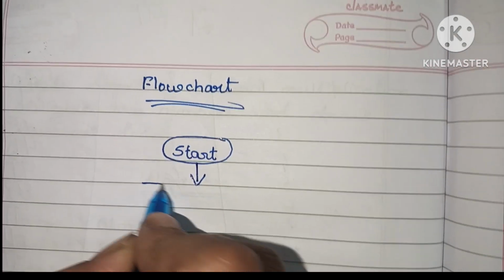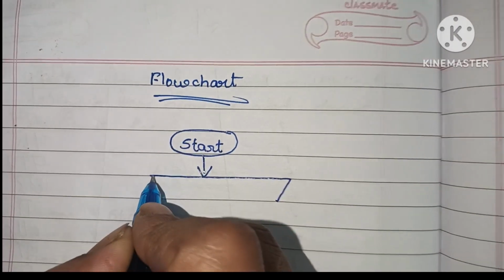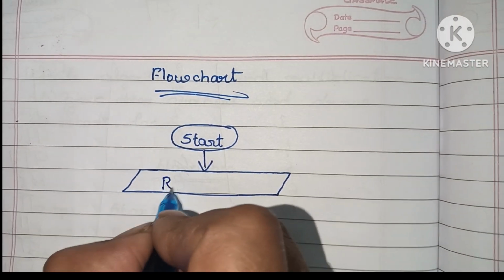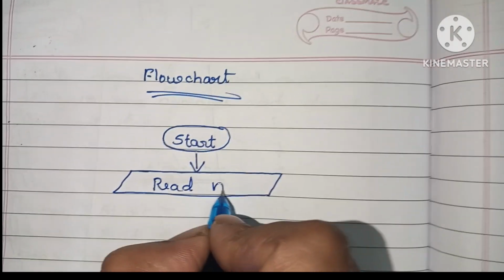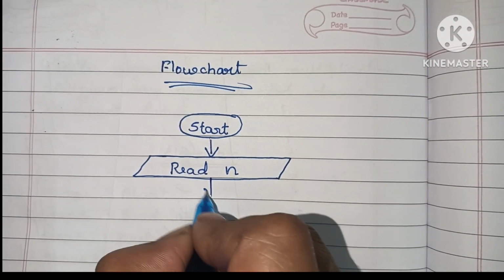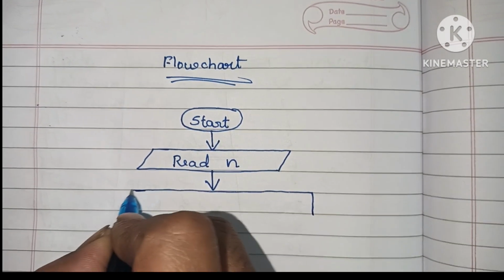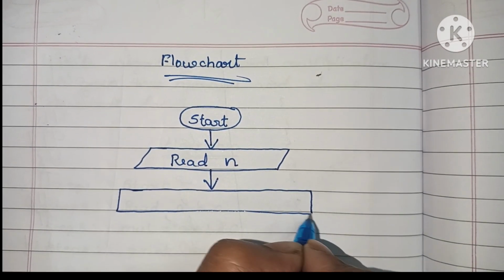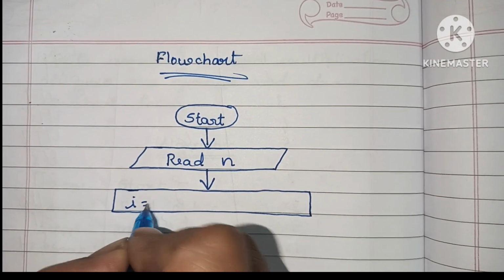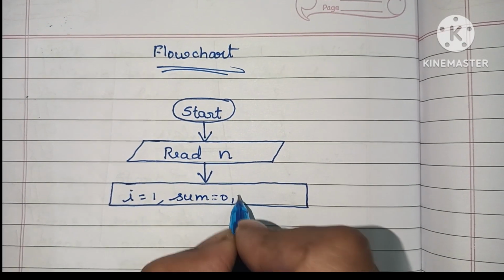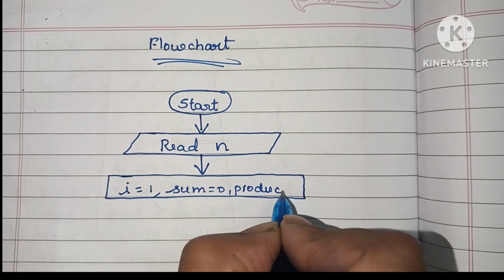Next we have to read input values. Input values are written within a parallelogram shape. Within that we have to read the n value. Next, the declaration. Declaration is written within a rectangular shape. Within that we have to declare i is equal to 1, sum is equal to 0 and product is equal to 1.